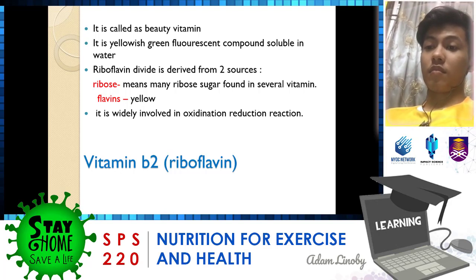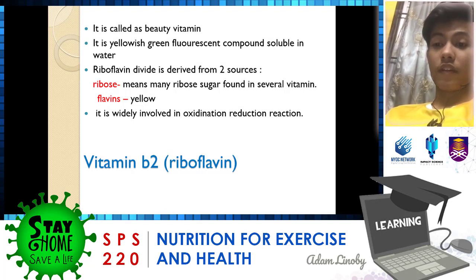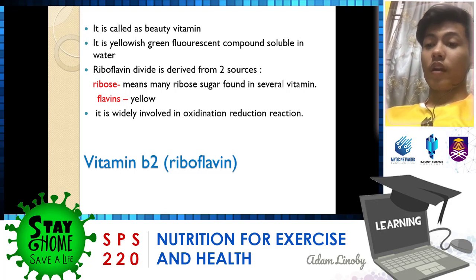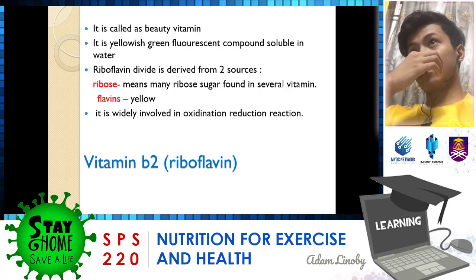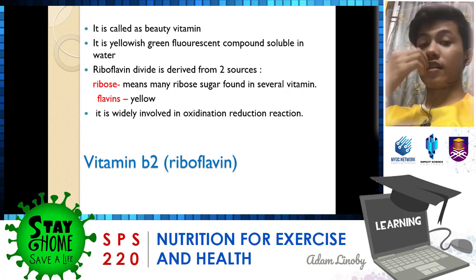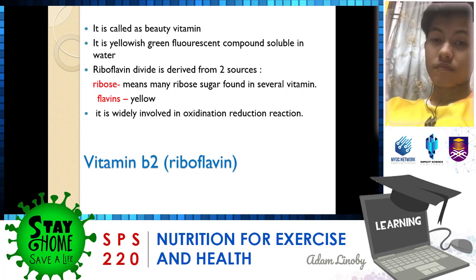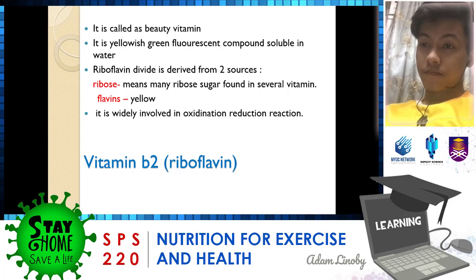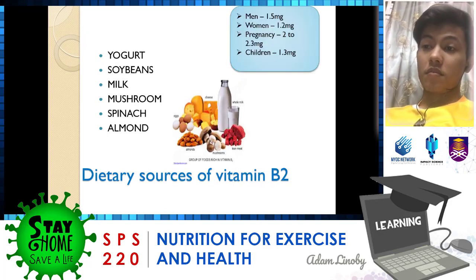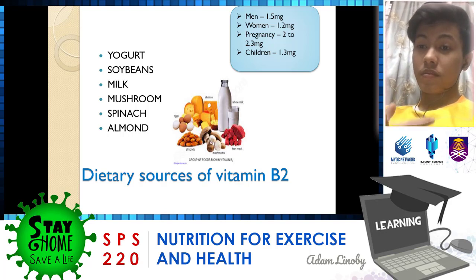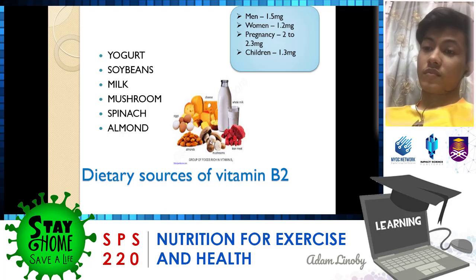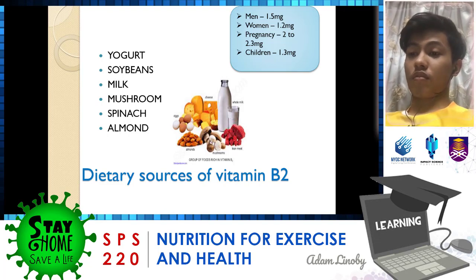First, ribose, a sugar found in several vitamins. Next, the second one is yellow, which we call flavin. It is widely involved in oxidation reactions. This kind we mainly find in products for beauty. So sources of vitamin B2 are yogurt, soybean, milk, mushroom, spinach and almond. Okay, it's quite necessary for women.